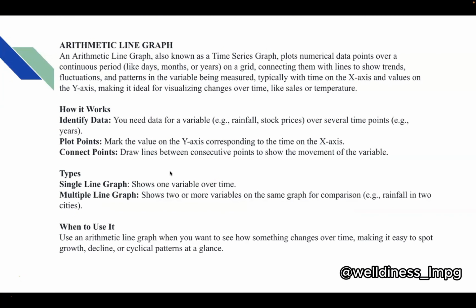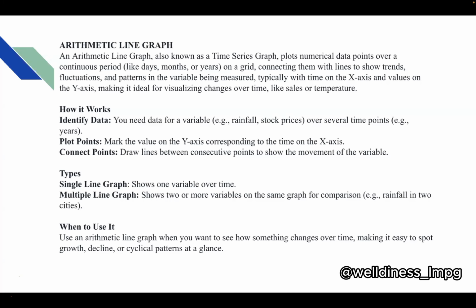Okay. So let's move on to the arithmetic line graph. An arithmetic line graph, also known as the time series graph, plots numerical data points over a continuous period like days, months, or years on a grid, connecting them with lines to show trends. You guys should mute your mic. You only unmute when you want to answer questions.